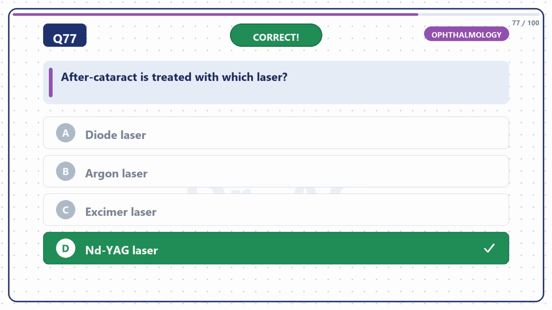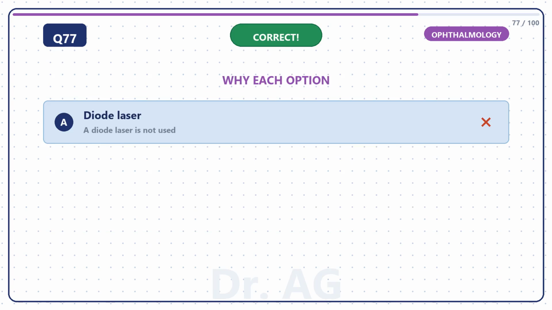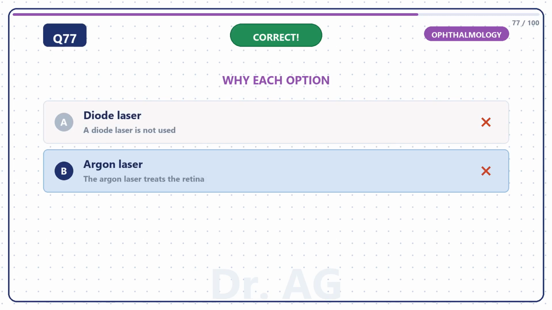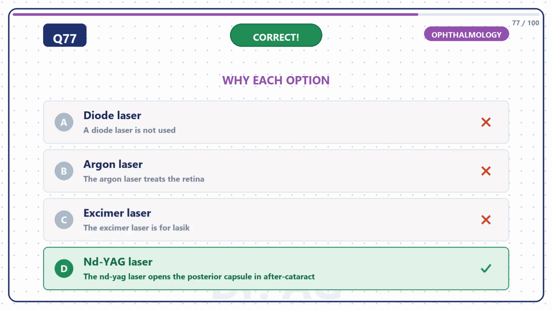The correct answer is option D, Nd:YAG laser. Let's go through the options. Diode laser. A diode laser is not used. Argon laser. The argon laser treats the retina. Excimer laser. The excimer laser is for LASIK. And the correct answer is Nd:YAG laser. The Nd:YAG laser opens the posterior capsule in after cataract. So, the right answer is option D.